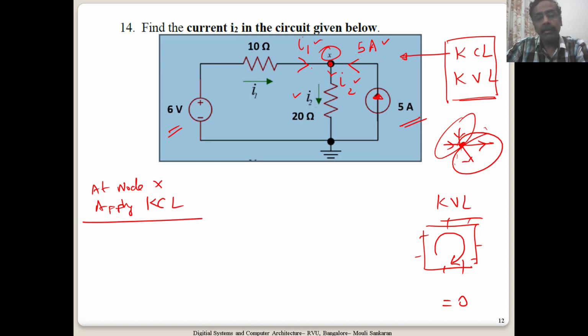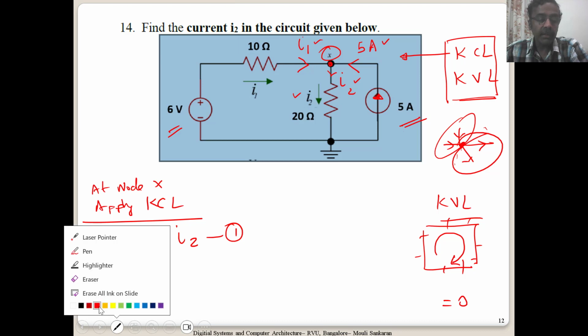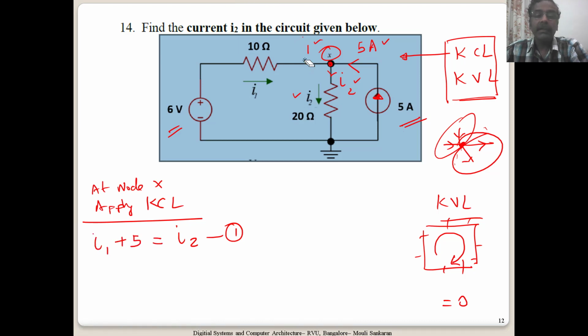You have to be very clear about the directions. So I1 and 5 ampere, I will write I1 plus 5. Assume that I1 and I2 are in amperes only. So the two input currents are equal to the output current, which is I2. One equation is done. Now with this you cannot solve this problem, so you need to apply KVL also. Let me erase some part of it so that it looks easy for you. KCL is done, so I am erasing it.